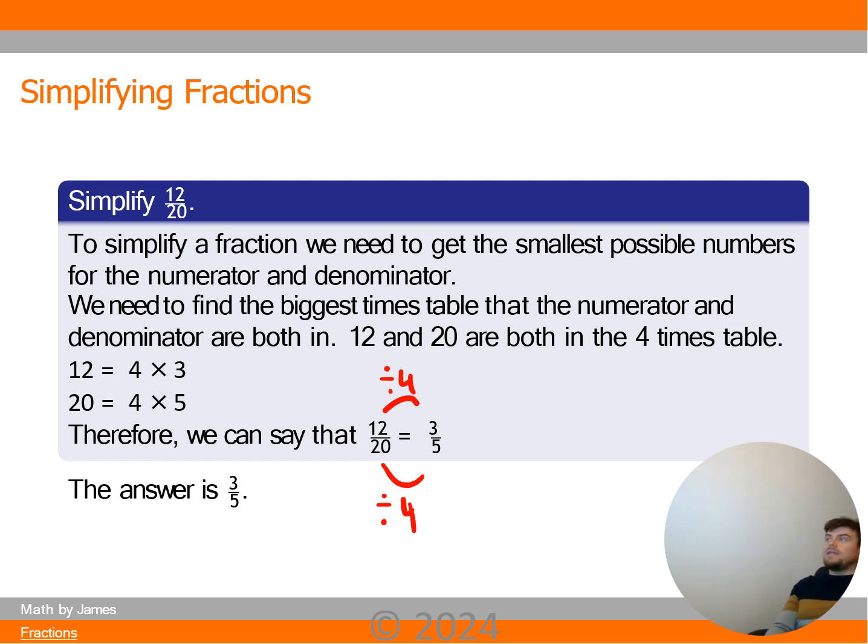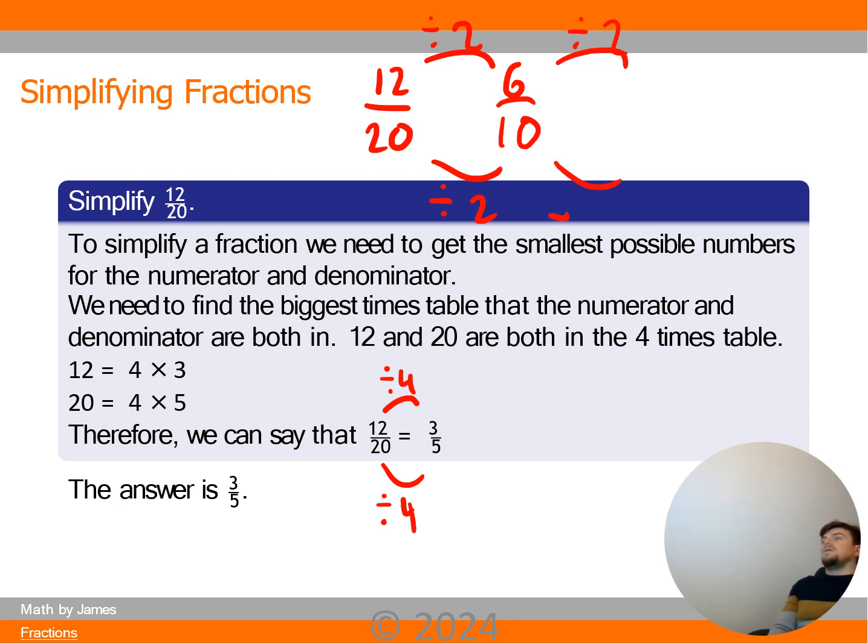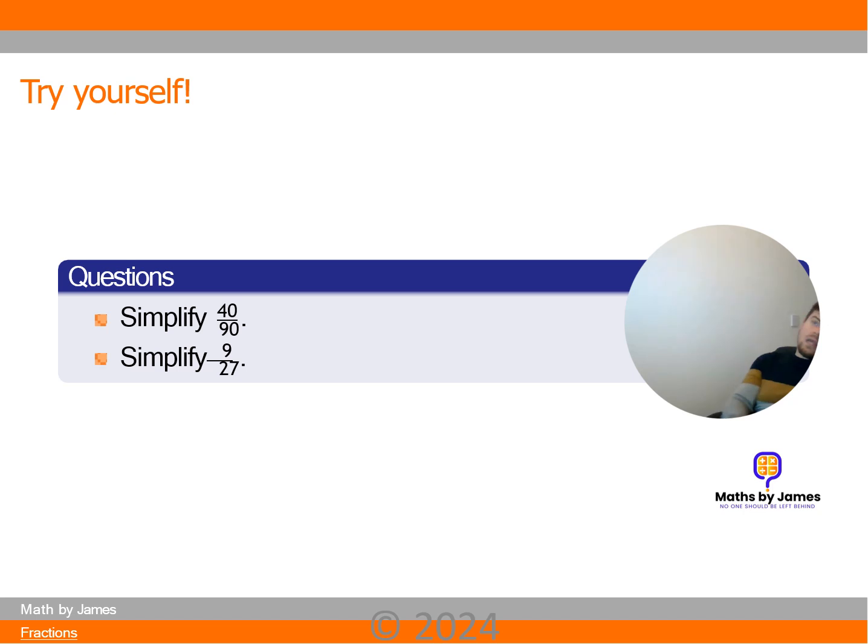We can do this in stages if we don't spot it straight away, so we could divide by 2, divide by 2, which makes us 6 over 10, and then divide by 2 again. So this often can be better done in stages if you can't see it straight away, especially with a bigger number. Let's have a look at the next example. You pause, have a go.